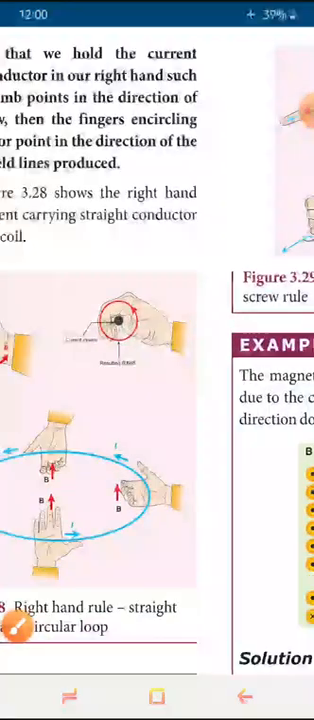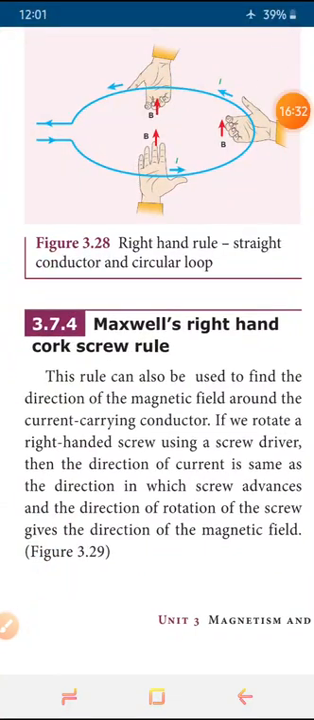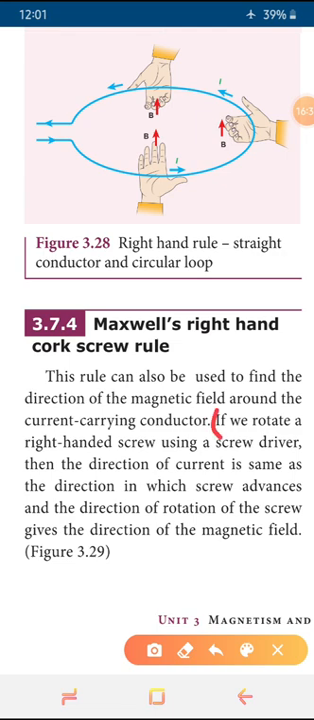And in the answer you can mark it from here. Maxwell's right hand corkscrew rule is used to give the direction of magnetic field. So we have seen two cases. The first one is the right hand thumb rule. That also explains it: we hold the 4 fingers and extend the thumb perpendicular to the 4 fingers, and we explained that it also gives the direction of magnetic field.